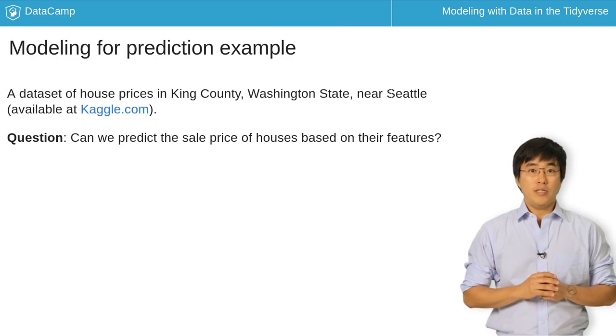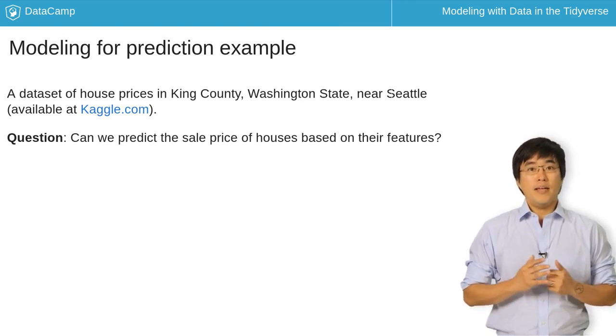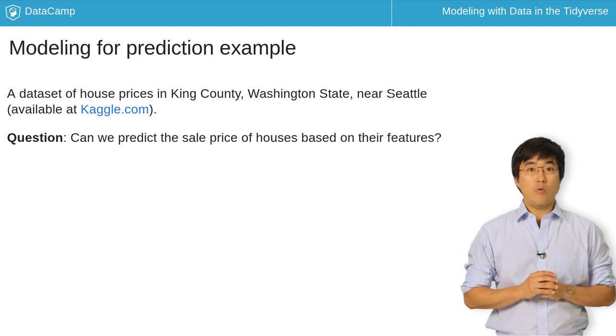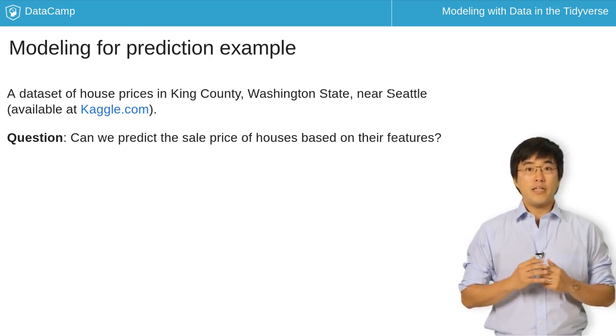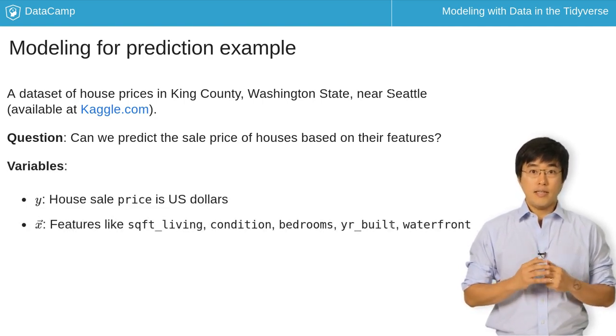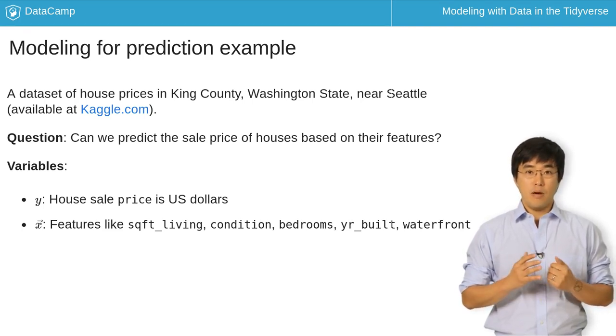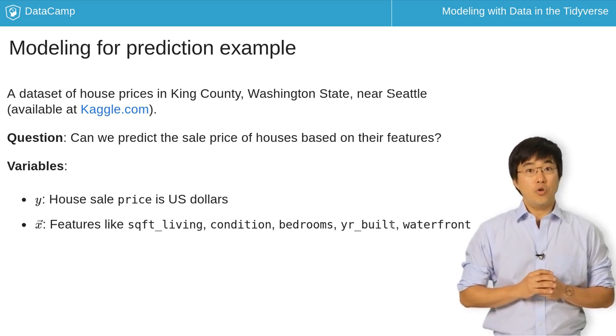The dataset I'll use is the house sales in King County, USA, available at Kaggle.com. It consists of homes sold near Seattle, Washington in 2014 and 2015. I'll predict the sale price of houses based on their features such as size, as measured by square feet of living space, where 1 square foot is approximately 1/10 of a square meter. Condition, number of bedrooms, year built, and whether it had a view of the waterfront.